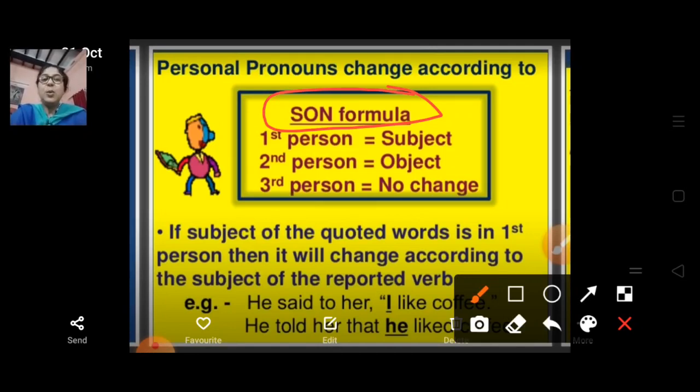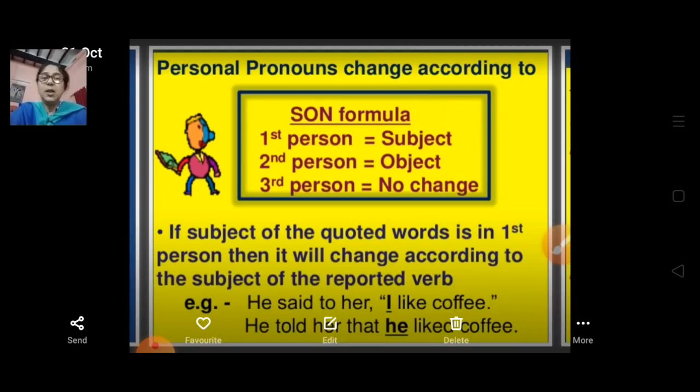If the subject of the quoted words is in the first person, it will change according to the subject of the reporting verb. So I am going to give you one example. He said to her, "I like coffee." It will change because it is written in the first person. So that is why it will change according to the subject of the reporting verb. He told her that he likes coffee.